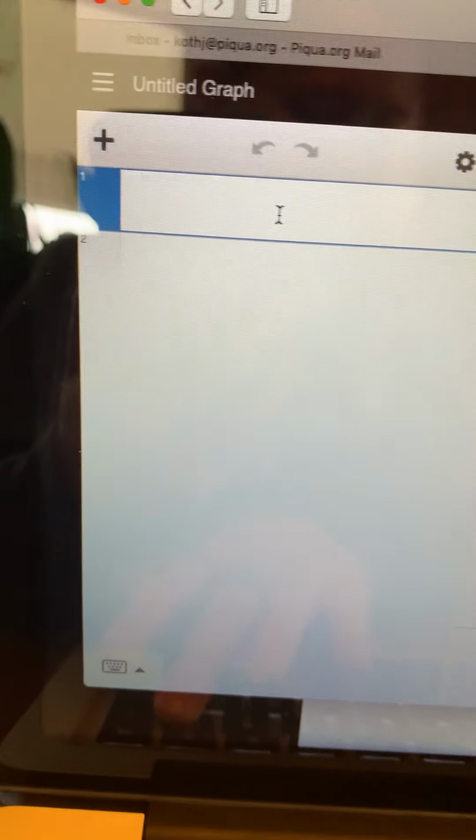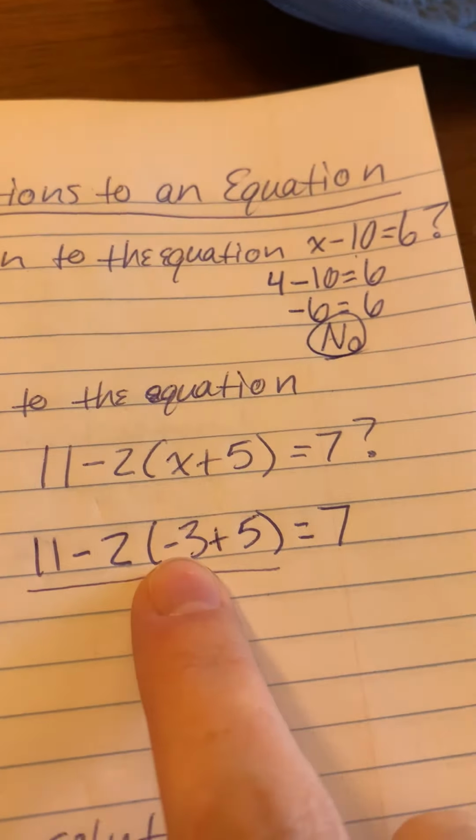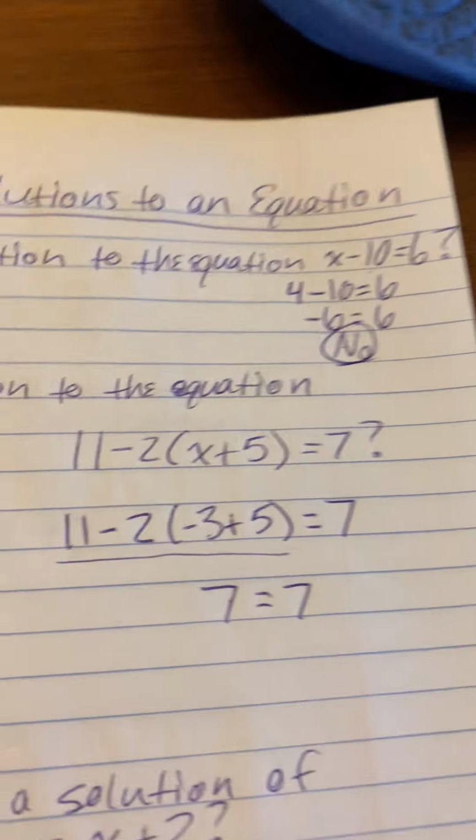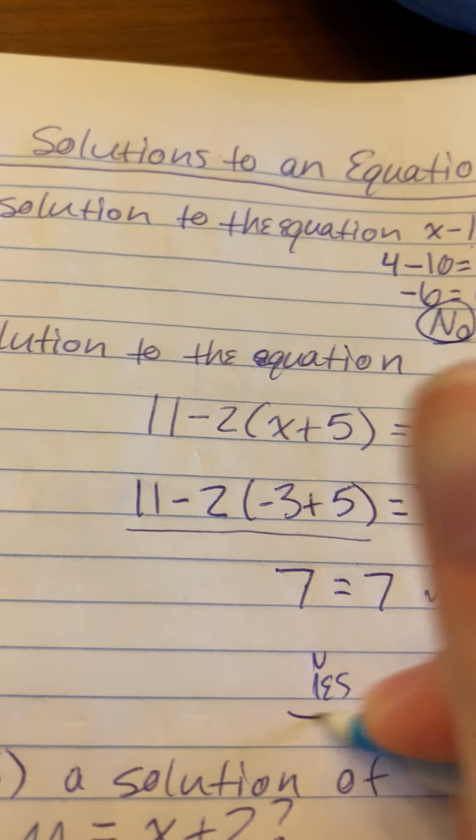11 minus 2 parentheses, negative 3 plus 5. That equals 7. So 7 equals 7 is what we see, which yes is a true statement. So yes, it is a solution.